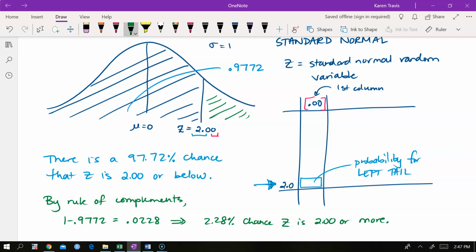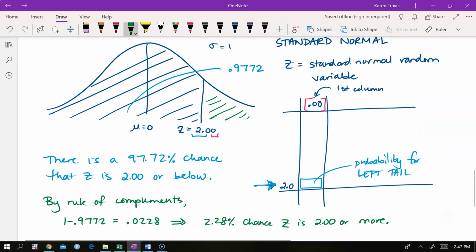Notice I included the 2.00 in both cases because once it's continuous, leaving in the 2 or pulling the 2 out doesn't make a difference. You can just think about between 1.99 and 2.00, there's still an infinite number of possible values. You just keep dividing it in half. So including or excluding the boundary doesn't make any difference on a continuous random variable anymore.